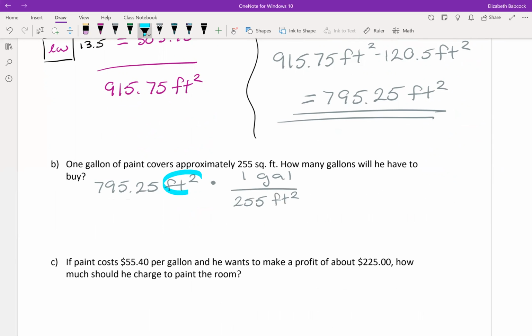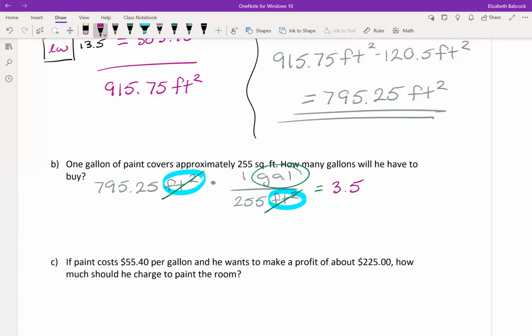Notice how I have feet here and feet here. Yes, it's a little more complicated to write it out this way, but all I've done is taken the conversion. The 1 gallon is equal to 225 feet. What that's going to do is cancel out those units, and all I'm going to be left with is gallons at the end. And all that really means I'm doing is 795.25 divided by 225, which gets us 3.5.